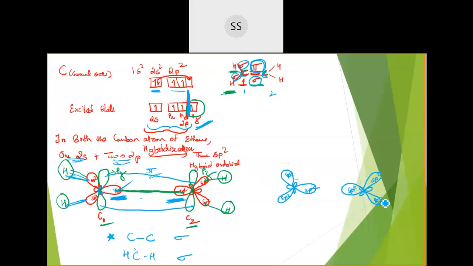Okay, sp2 hybrid orbitals. Once this is over, then you see how many orbitals we have not taken for hybridization, which we have kept as it is. That you will draw on top of that.